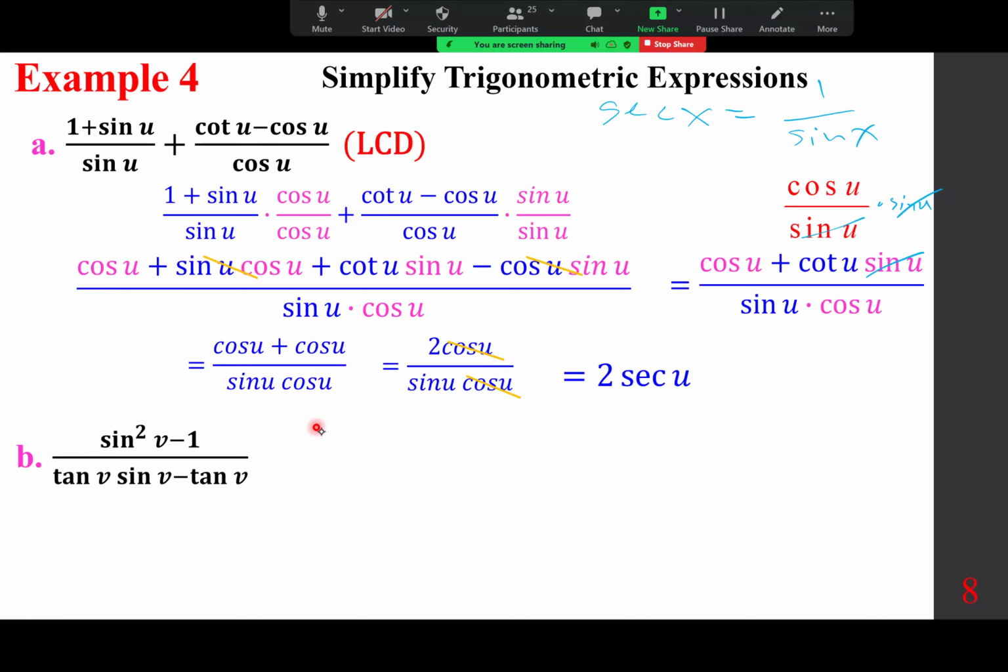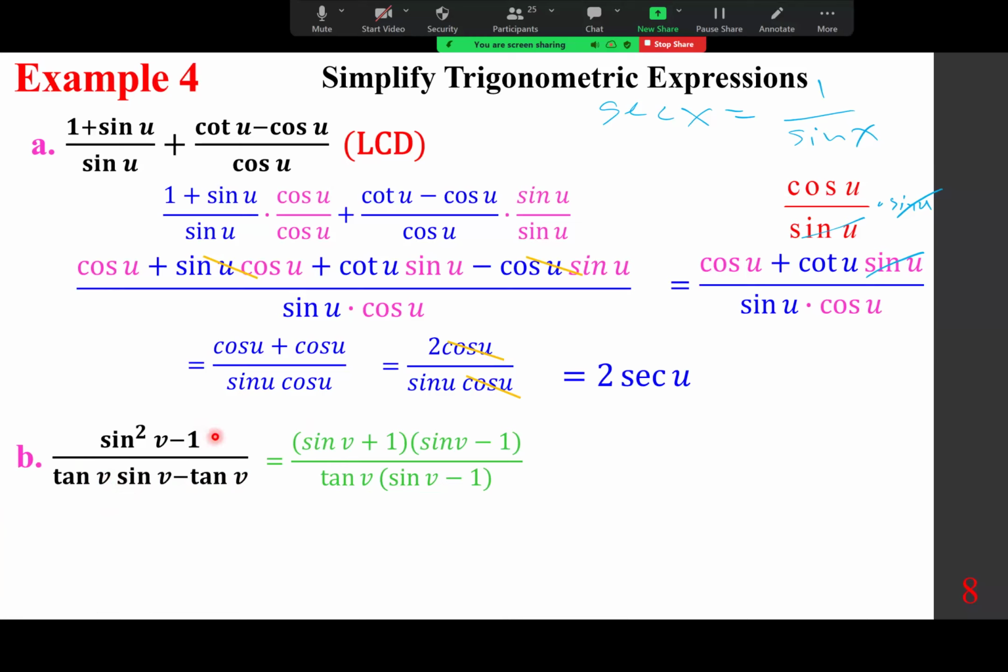Sine squared v minus tan v over sine v minus tan v. We want to simplify it clearly. The numerator, just a squared minus b squared, can be factored out. And the bottom, we can factor the tangent. So the top is sine v plus 1 times sine v minus 1. And the bottom, if you take out the tan v, you get sine v minus 1. So factor accordingly.